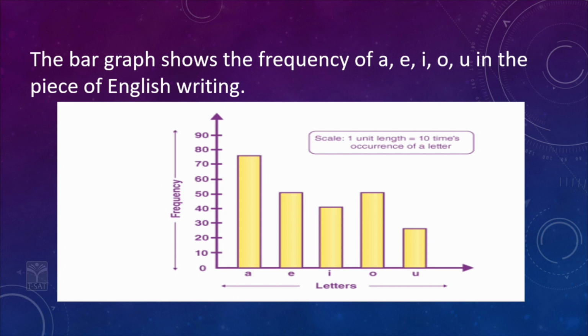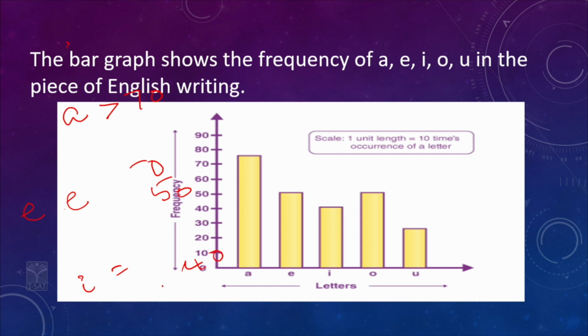What is the question here? A will be how much? Around more than 70. So if you take A as more than 70, correct? And when you consider the next, E, E is around 50, correct? And I is around 40.